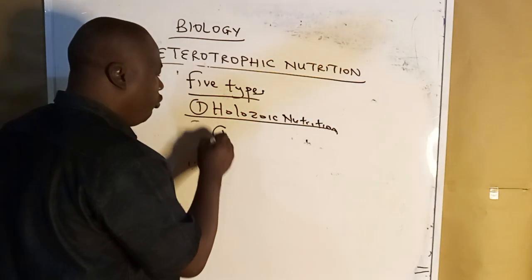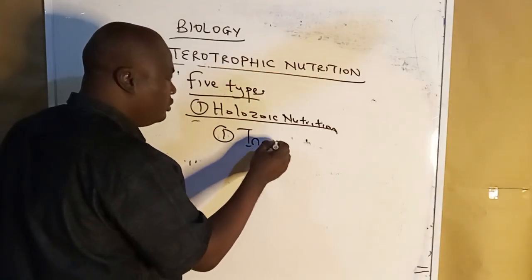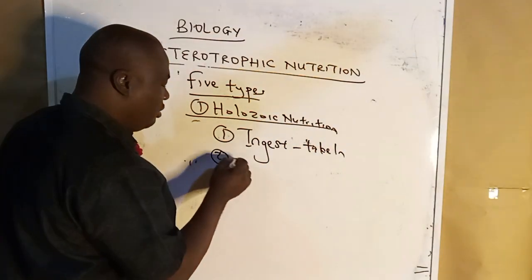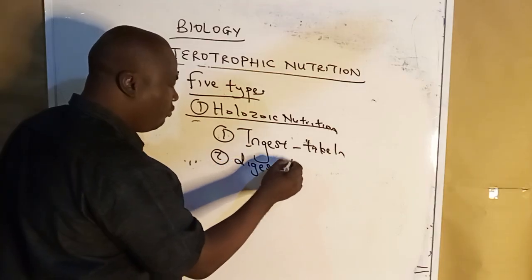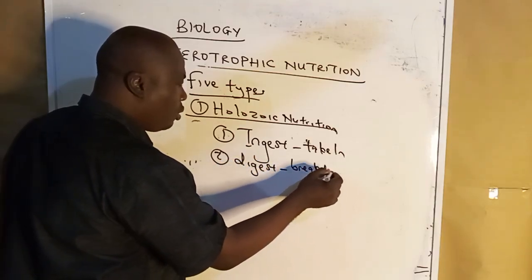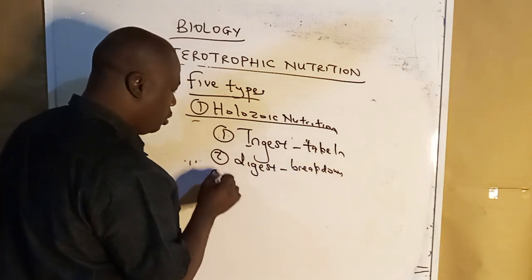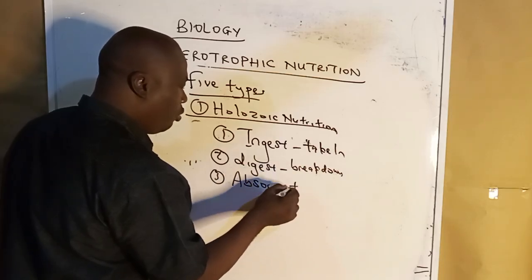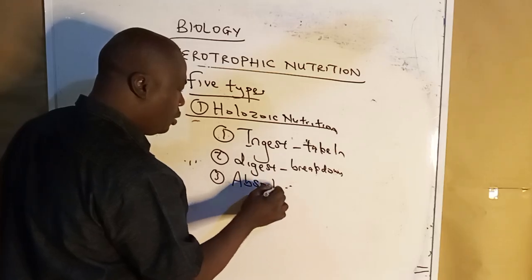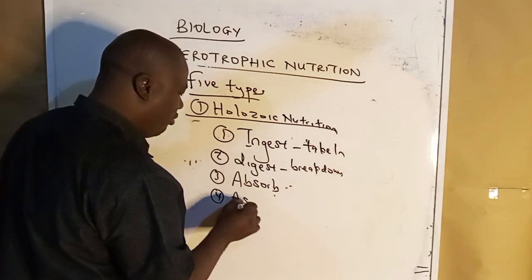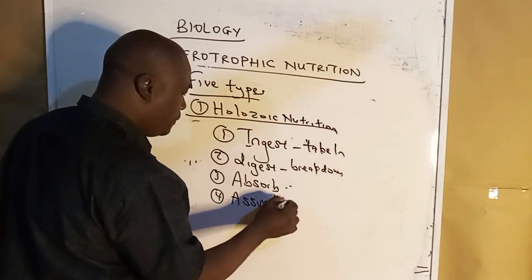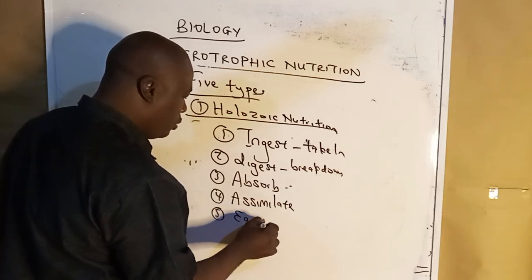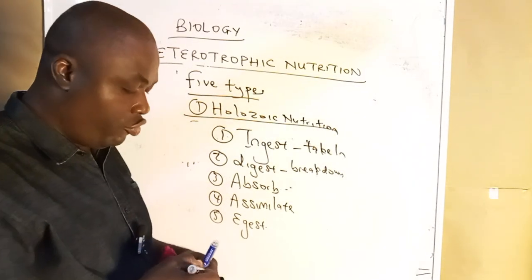So number 1, they ingest, this is taking in food. Number 2, they digest, break down. Number 3, they absorb. Number 4, they assimilate. Number 5, they egest. This egestion is the removal of the undigested food substances.